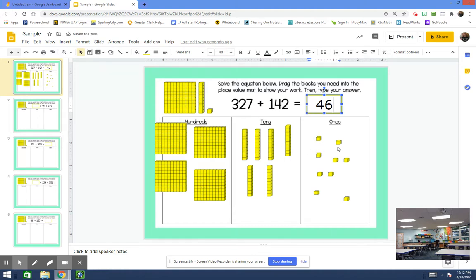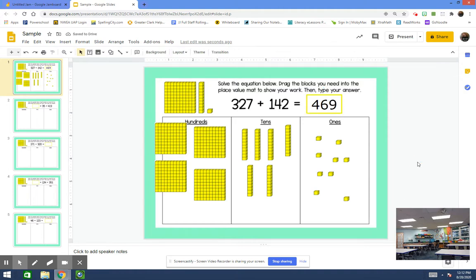1, 2, 3, 4, 5, 6, 7, 8, 9. 9 ones. So 327 plus 142 equals 469. 469 is the sum. You will go ahead and do this slide as well as the rest of the slides, and you will turn this in today. Let me know if you have any questions.